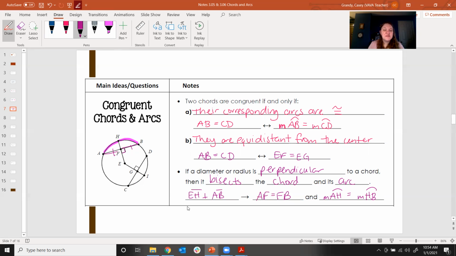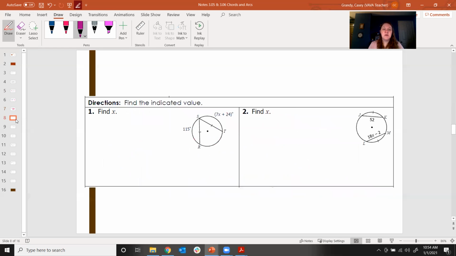So a good rule of thumb, and it's not the best rule ever, but if it looks congruent, there's a very good chance that it is. Okay, so let's look at the next examples.